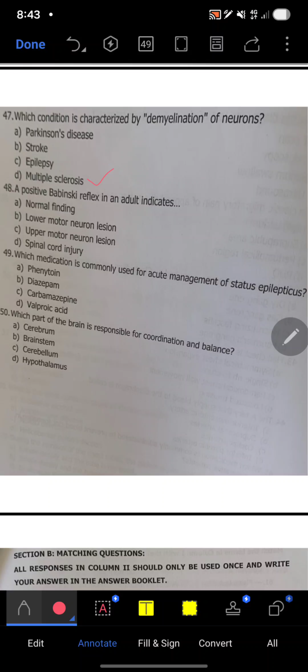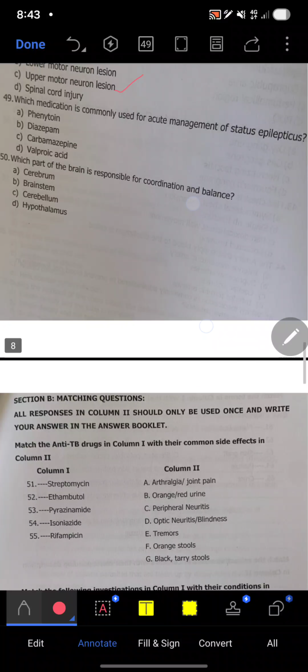48. A positive Babinski's reflex in an adult indicates. The correct answer is C, which is upper motor neuron lesion.